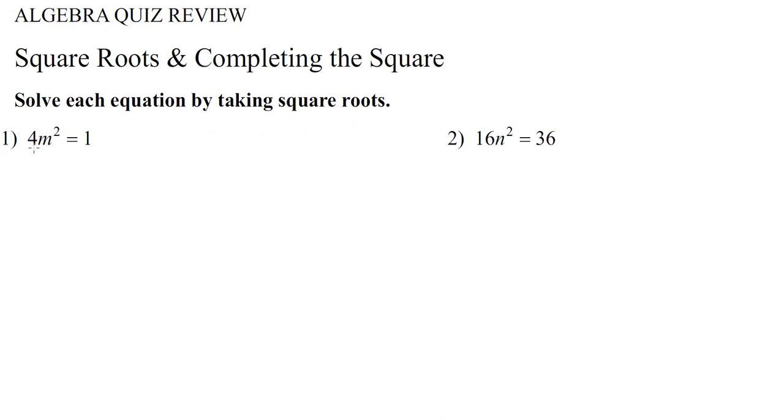First, I need to get rid of this 4, so I need to divide both sides by 4. And this gives me m squared equals 1/4, which as a decimal is 0.25. And then I don't want m squared, I want the square root of m squared, which is m. So I need to take the square root of each side. So m equals positive or negative radical 0.25. And the square root of 0.25 is 0.5.